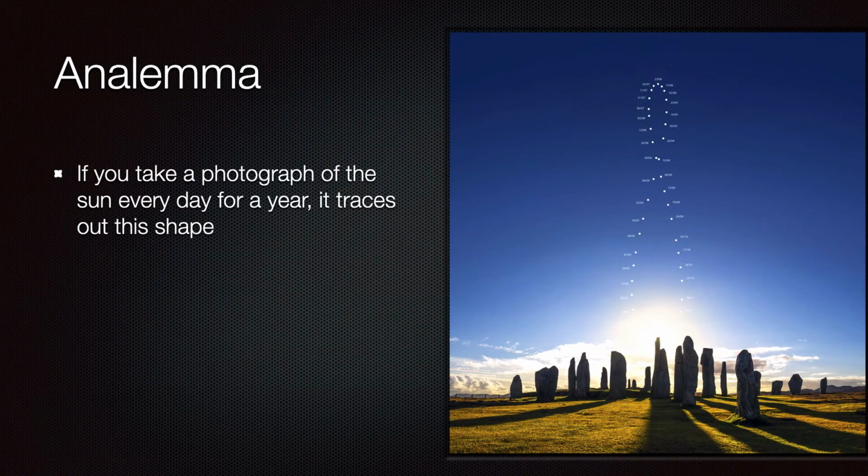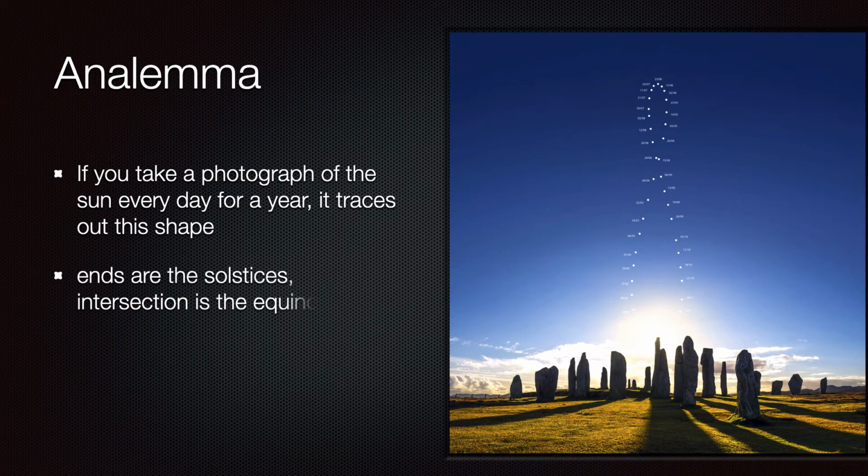Okay, this is neat. If you set up your camera and take a picture every day for a year, at the same time, this one happens to be at noon above Stonehenge, you get this shape. It's called an analemma. The tips of this would be the solstice, where the sun is the highest and the lowest in the sky, and the intersection would be the equinox.